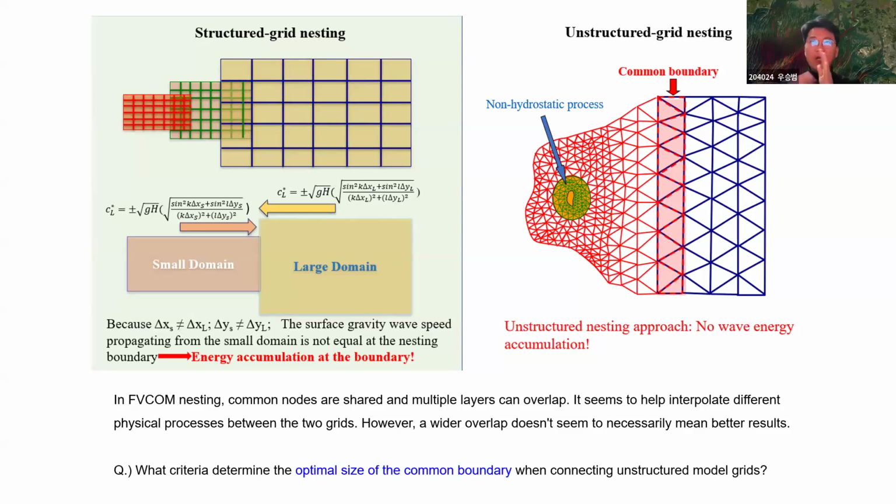Okay, second question: is the wider the common boundary, the better? Not really. If you get a wider boundary, definitely you can fill out a lot for low frequency, so short wave. Just because every wave number you can resolve at minimum is a 2 delta x resolution. That's the wavelength you can resolve.